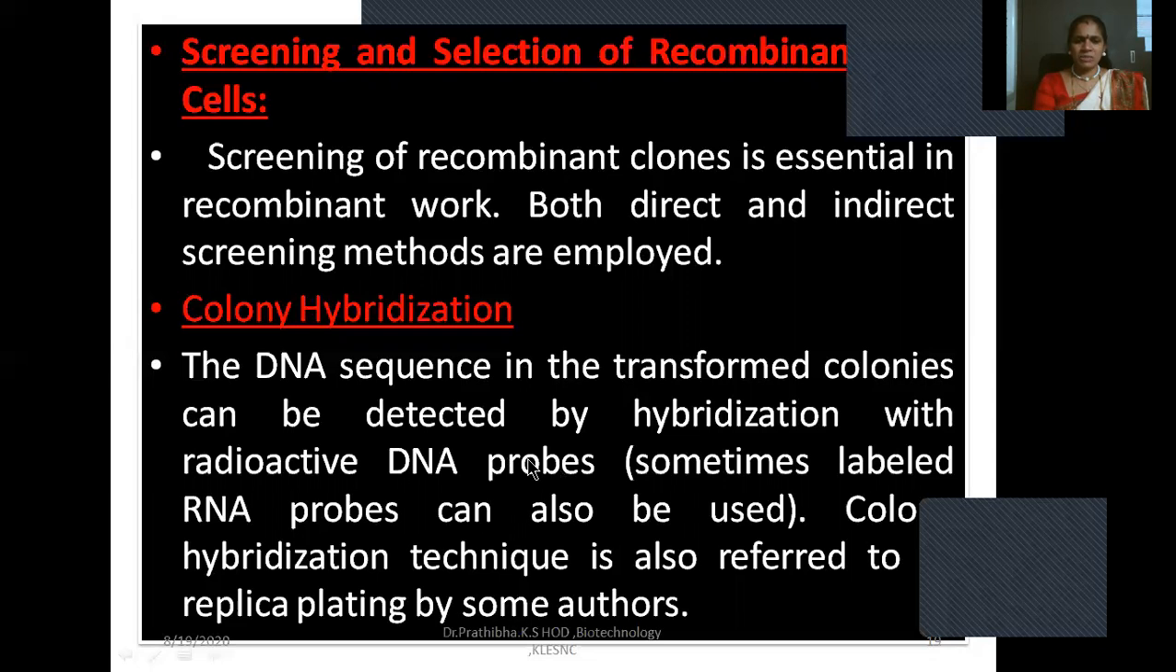To these probes, radioactive isotopes are labeled to identify where these particular probes are bound or hybridized with that particular host DNA. Sometimes labeled RNA probes can also be used. The colony hybridization technique is also referred to as replica plating by many authors.